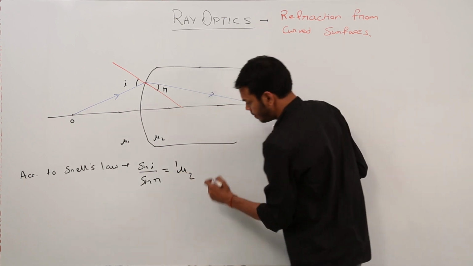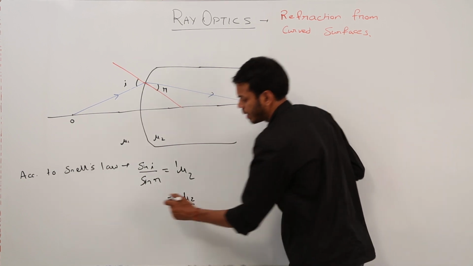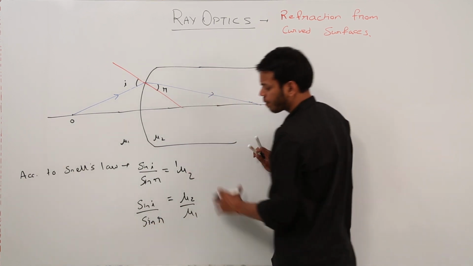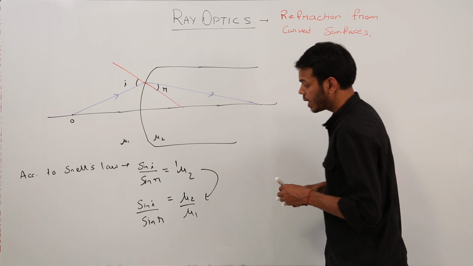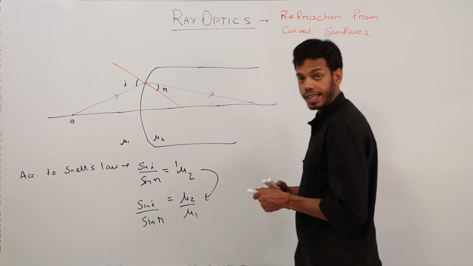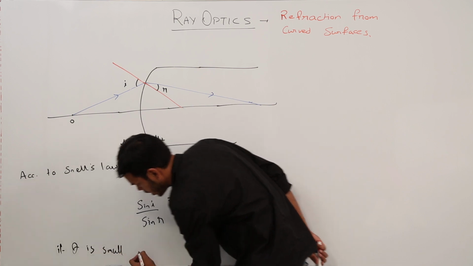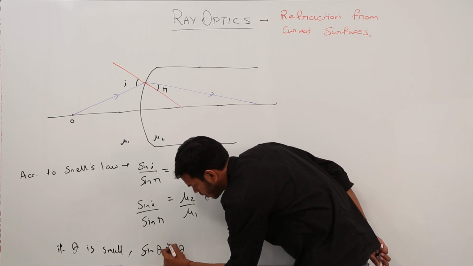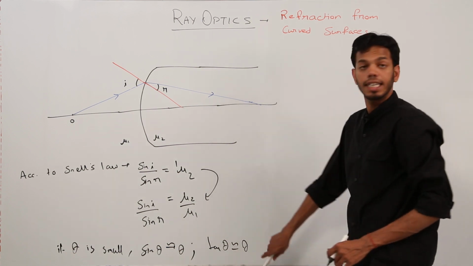Alright? This 1 mu 2 becomes what? Mu 2 upon mu 1. Sin I upon sin R. We have already discussed this thing getting converted into this formation, right? That this is actually the reverse of this. Then you write a statement: if theta is small, then sin theta tends to theta and tan theta also tends to theta. This line is very much required.